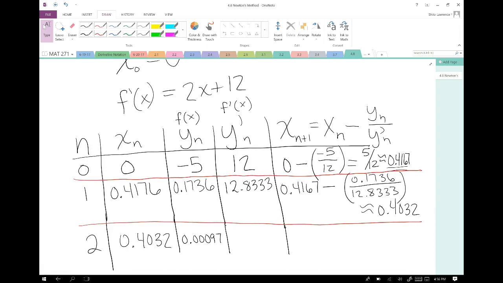Now I need y prime at 0.4032. So I'm going to plug 0.4032 into my derivative function. So 2 times 0.4032 plus 12. And again, another steep slope. And the size of your slope does not matter. So don't let your y prime value fool you. You will tend to have a y prime get bigger and bigger and bigger. And that's just going to make this amount you're subtracting get smaller and smaller and smaller. As you get closer to your intercept, you do kind of want to stay right around that same spot. So most likely your y prime value will get larger and larger.